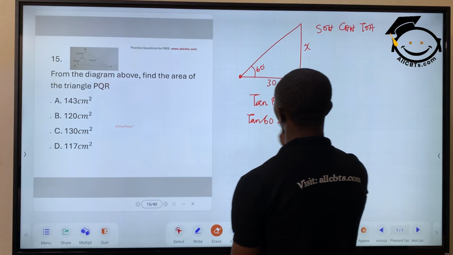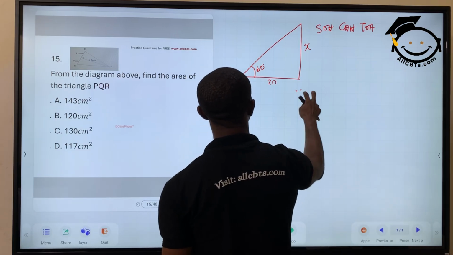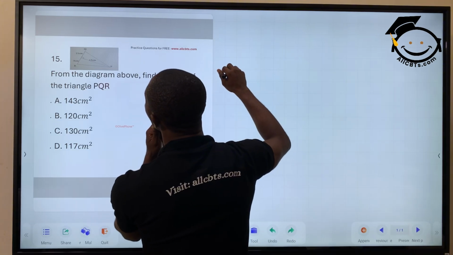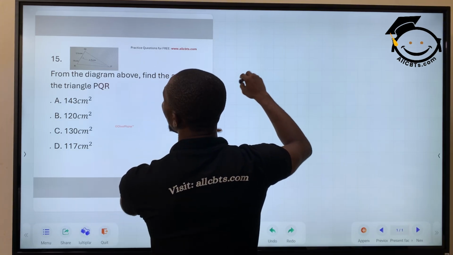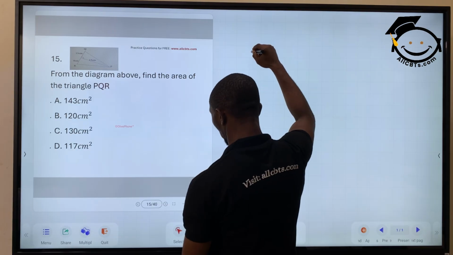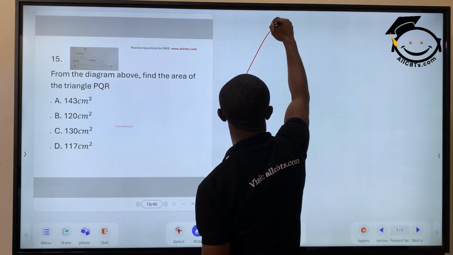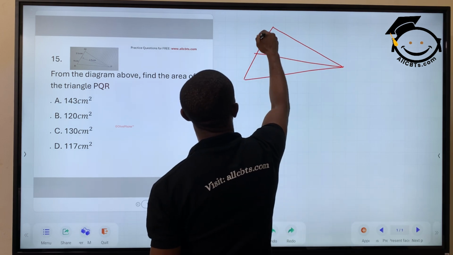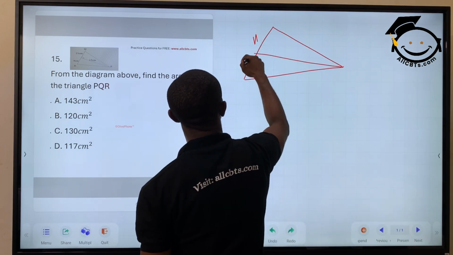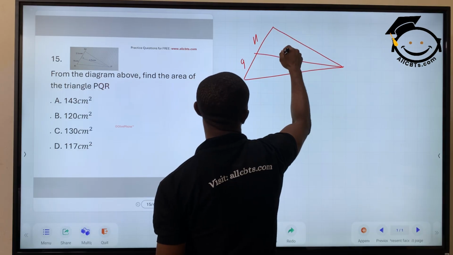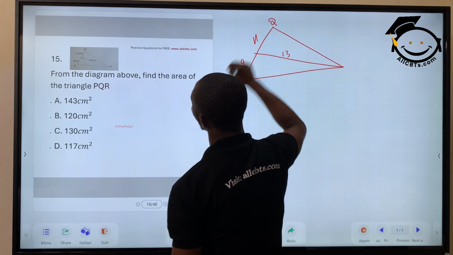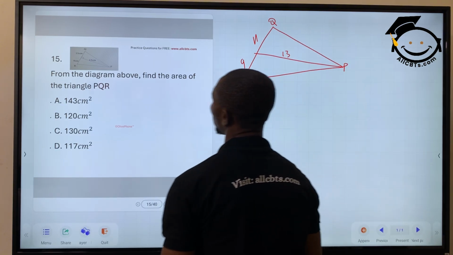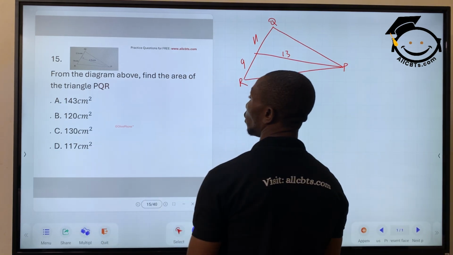Okay, from the diagram, it says calculate the area of the triangle. Now, our triangle from that diagram, we have our triangle this way. This is 11, this is 9, and this is 13. We have Q, R, and P. So we have to calculate the area of triangle QRP.